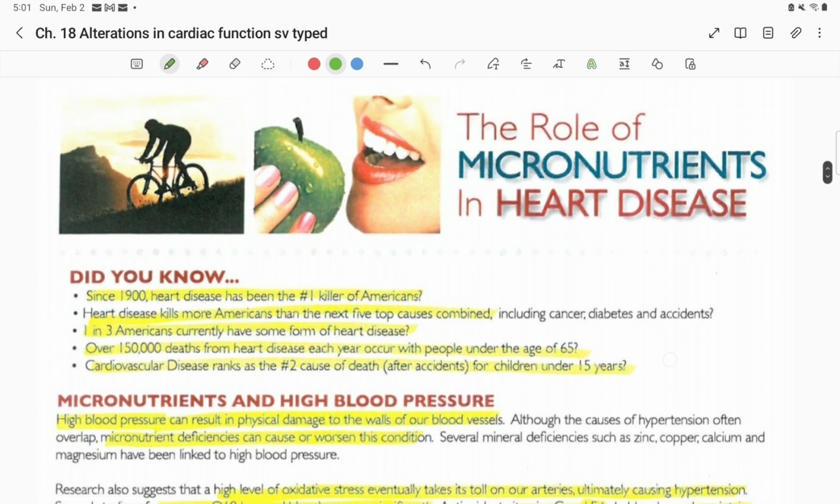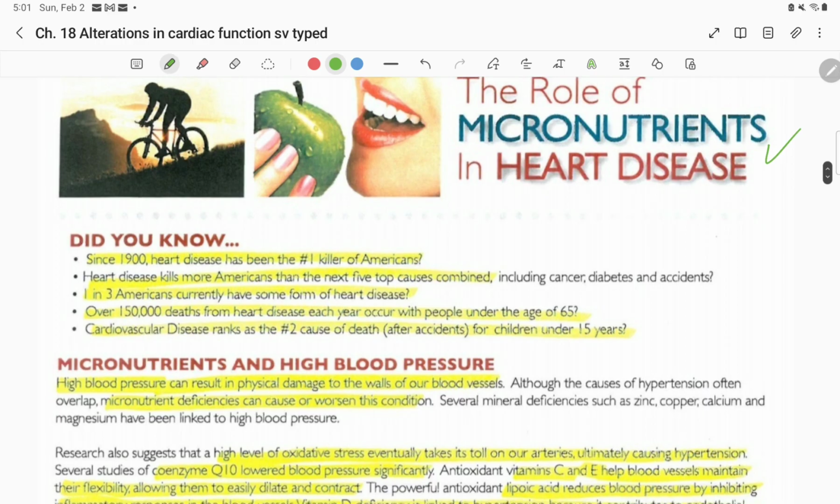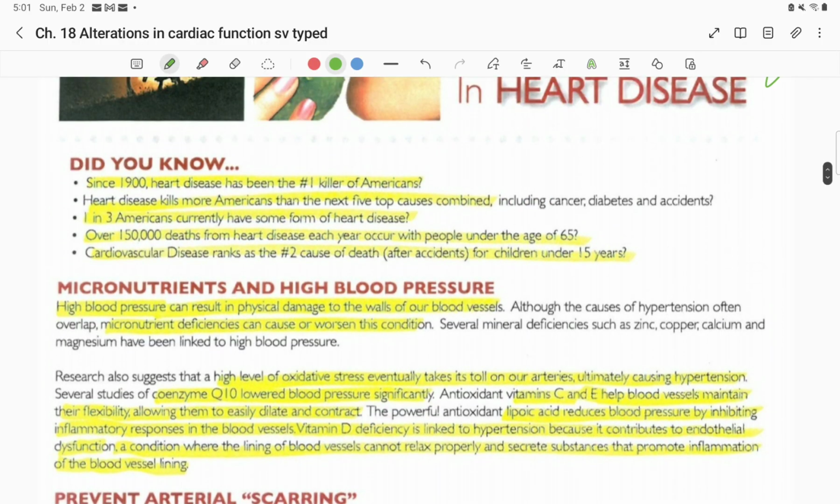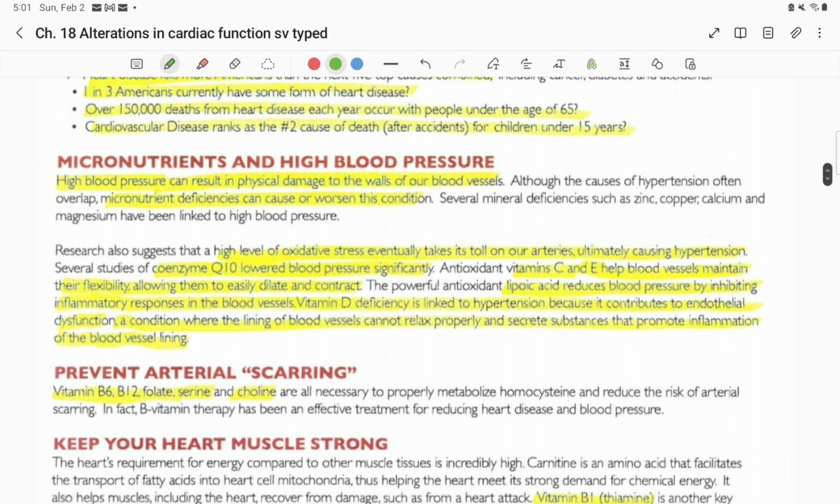So this one is about micronutrients' role in heart disease. All this gets into is what happens when people are deficient. Heart disease kills more Americans, and 1 in 3 currently have some form of heart disease. Now, micronutrients and high blood pressure: high blood pressure can result in physical damage to the walls of our blood vessels. That's what I was alluding to earlier with the hydraulic pressure.